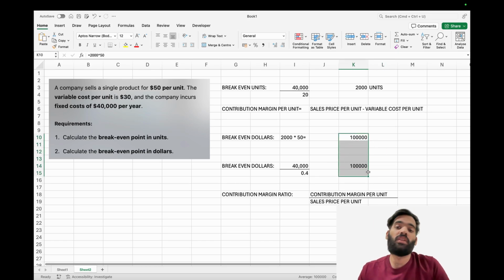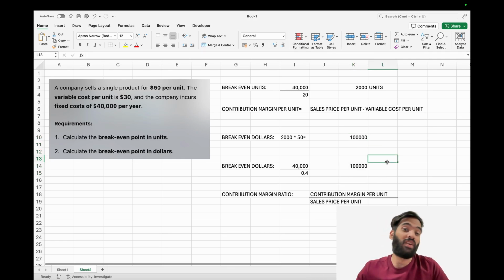So use the one that is applicable to the question, because sometimes the data is given in a way that only one of these ways is possible to solve the dollars part of it. So at least now you know both of them.